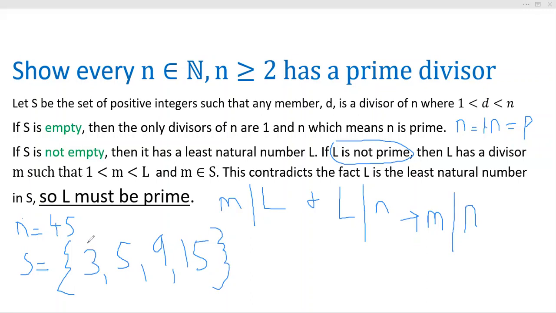But notice that we do have a prime divisor as the least element. So all this does right above is prove this for an arbitrary N. This is a concrete case.